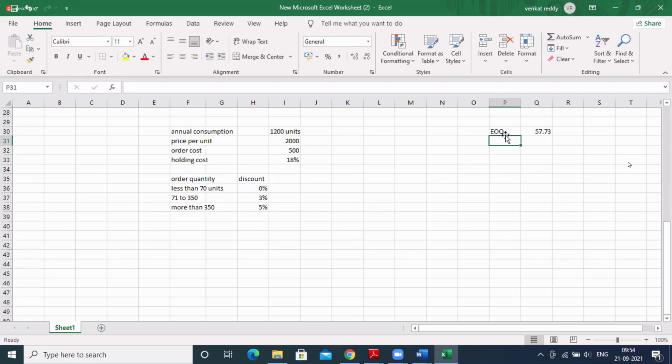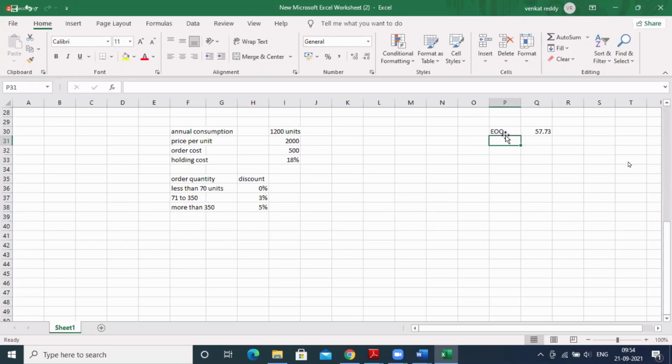Because if your order quantity is less than 70, then you will be getting 0% discount. Now, in this case, no need to calculate any adjusted EOQ. I hope you got my point. Here you got EOQ as 57.73, but as per the requirement, if your order is less than 70 units, then you won't be getting any discount. So there will not be any adjusted EOQ.